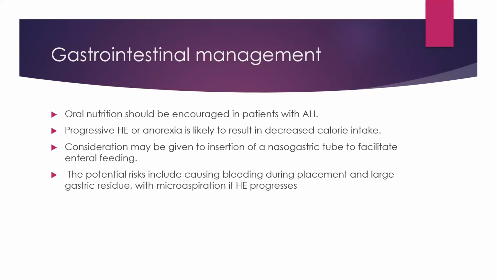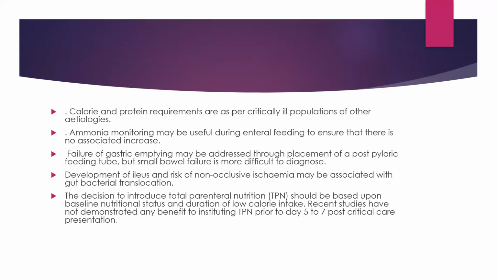Now, the gastrointestinal management. Oral nutrition should be encouraged in patients with acute liver injury. Progressive hepatic encephalopathy and anorexia are likely to result in decreased calorie intake. Consideration may be given to the insertion of a nasogastric tube to facilitate enteral feeding. The potential risks include bleeding during placement, large gastric residue, and microaspiration if ileus progresses.